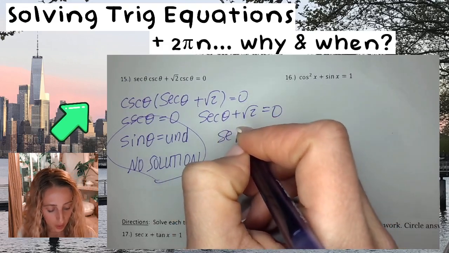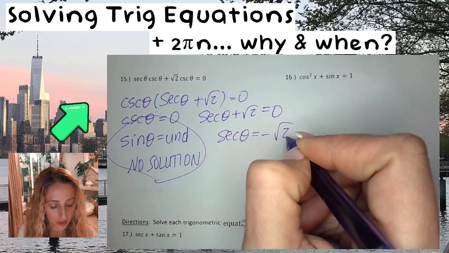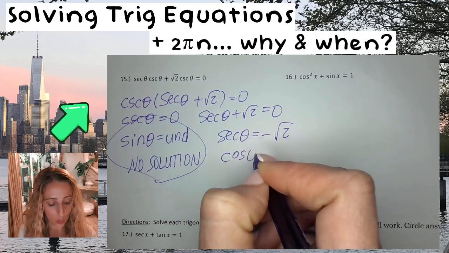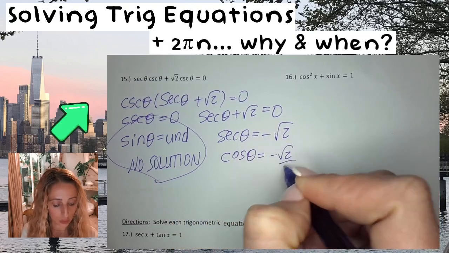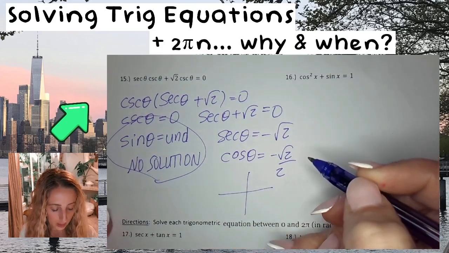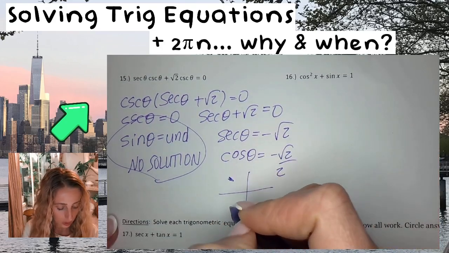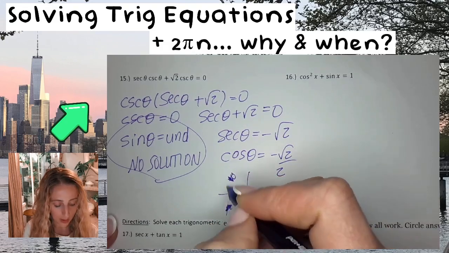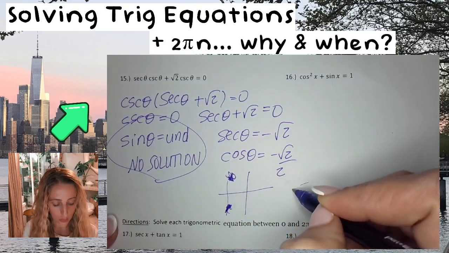If I'm going to figure out when secant of theta equals negative root 2, that means I'm finding out when does cosine of theta equal negative root 2 over 2. And this one I can do in my brain with the unit circle. So left a medium amount, negative root 2 over 2. What angles are we referring to?